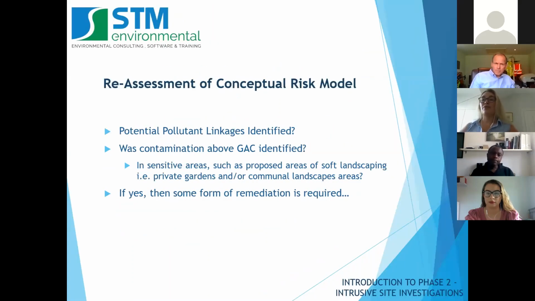The conceptual risk model in the phase 1 desk study is then reassessed with the information that we've gained from the site investigation. So was contamination identified? Was it in sensitive areas such as proposed gardens or soft landscaping? Or is the site going to be covered entirely in permanent concrete or the building footprint, for example? Based on this, we then decide if remediation is necessary.